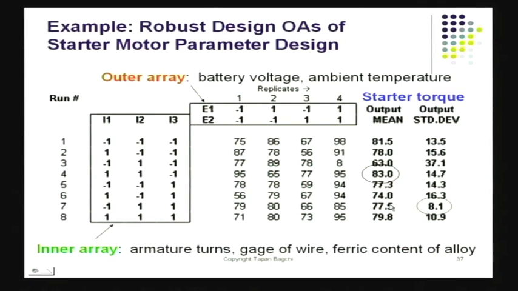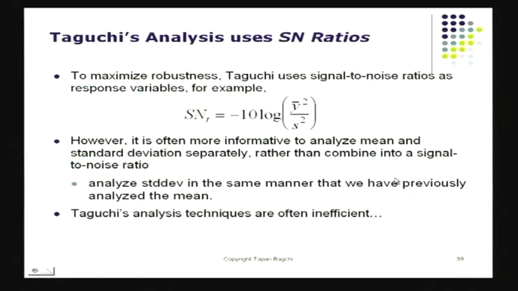If I look at another prototype, the torque is slightly less, but it's much more robust. It's 14 here and 8 here. That's almost like half of it. So in fact, the standard deviation of the output turned out to be much smaller here. This, of course, I could plot, and I could find the optimum settings for this. I'll show that to you in a minute.